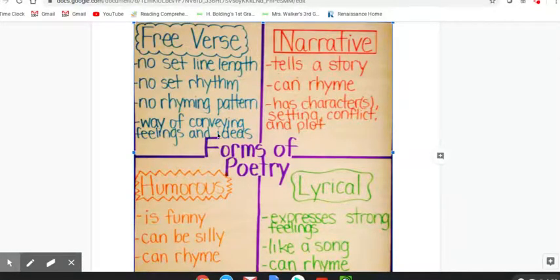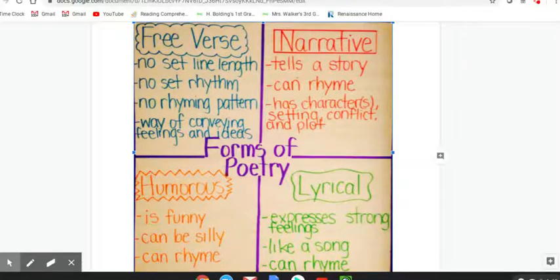And it's a way of conveying feelings and ideas. Normally in free verse, you see a lot of someone's emotions or their thoughts, how they feel about something. That's normally where you'll find free verse, okay? Then we have narrative, and I like narrative. Narrative is always going to tell a story. It can rhyme, but it does not have to, and it normally has characters with a setting, a conflict, and a plot. A conflict is something that's wrong in the story.